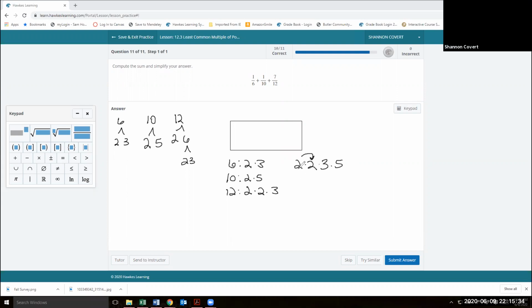2 times 2 is 4. 4 times 3 is 12. 12 times 5 is 60. That will be my lowest common denominator. So I'm going to rewrite each of these fractions as something over 60.